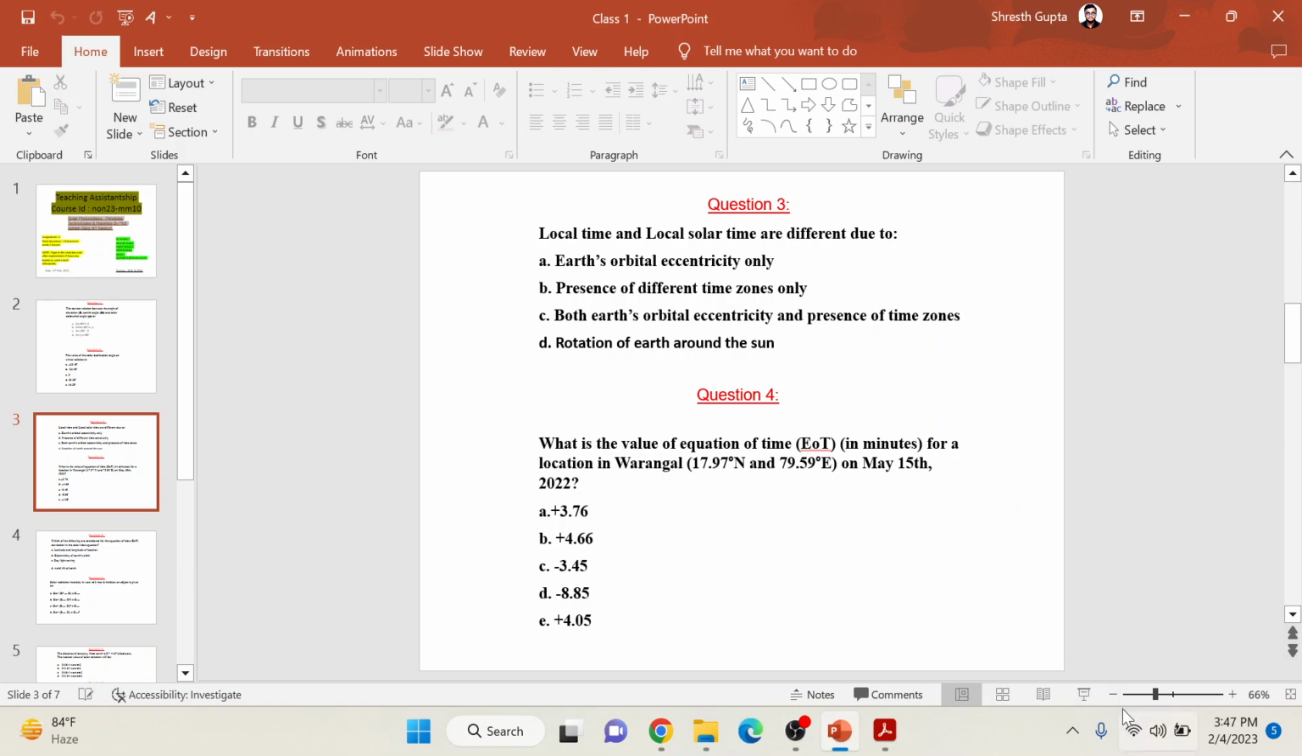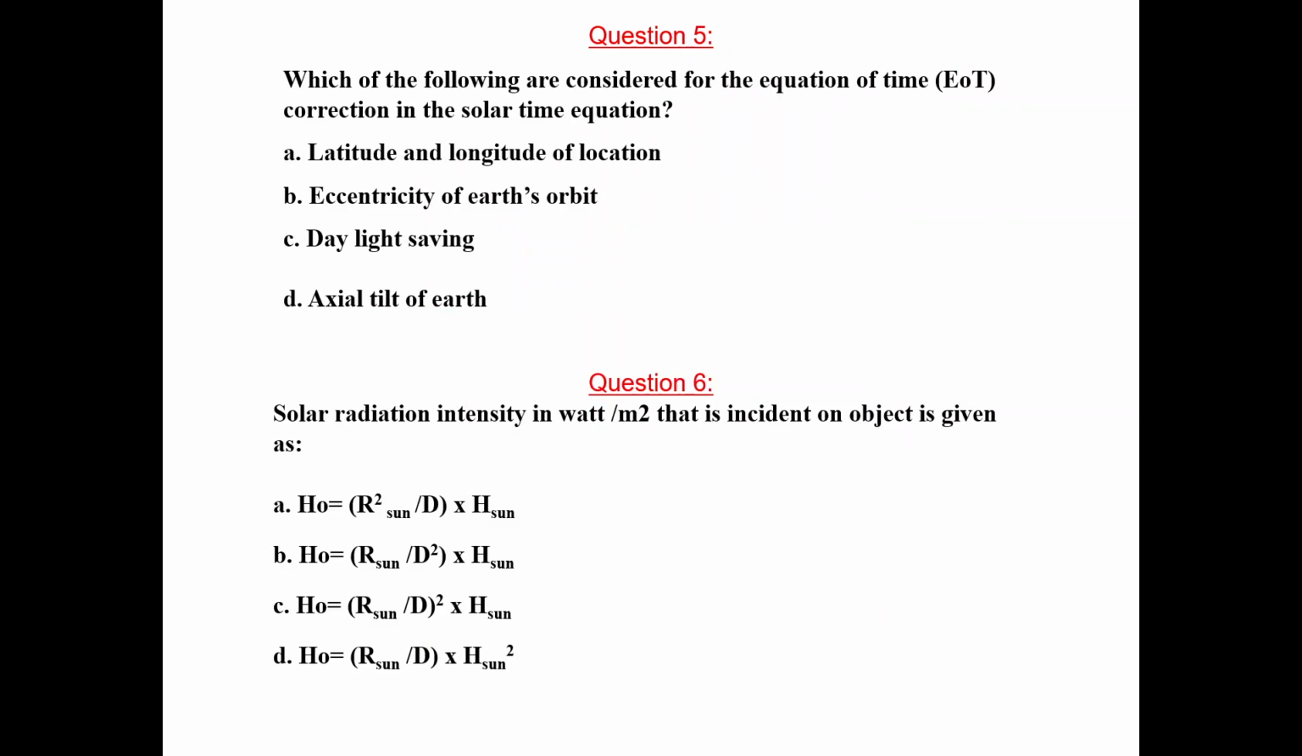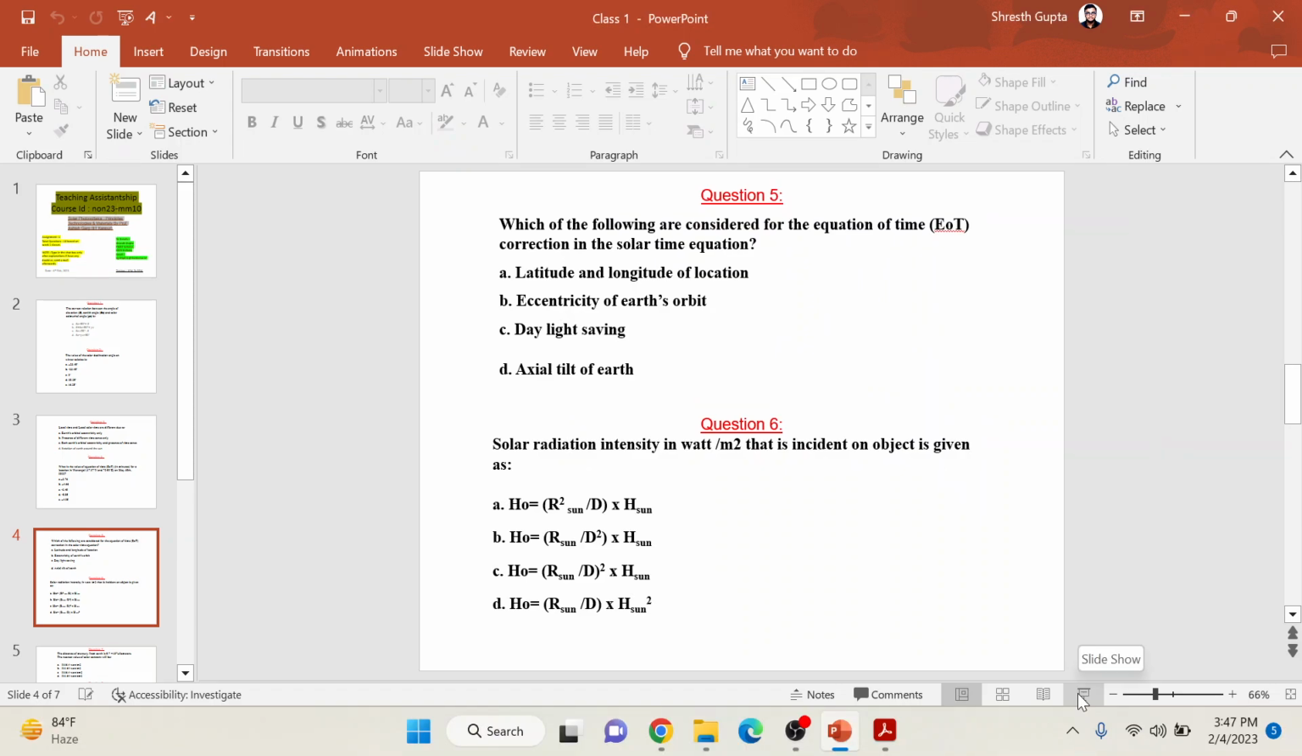Okay, so let's move further to the fifth question. The fifth question is saying: which of the following are considered for the equation of time correction in the solar time equation? The options are latitude and longitude of the location, eccentricity of Earth's orbit, daylight saving, and axial tilt of the Earth. You have 1 minute to give the answers. What could be the possible answer of this question? You can type in the chat box.